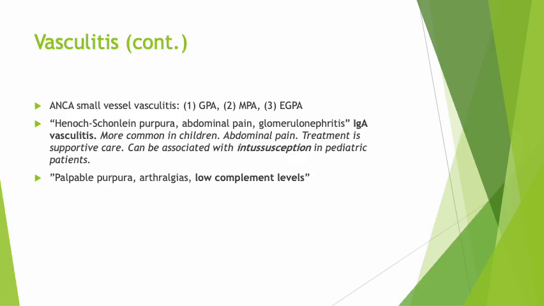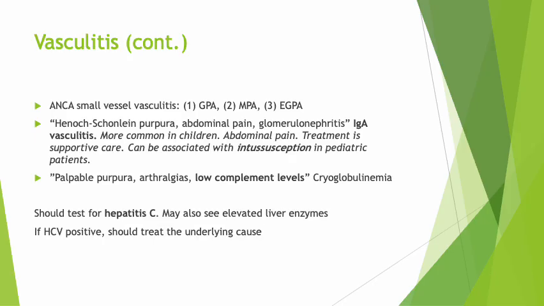What if you have someone who has palpable purpura, arthralgias, and low complement levels? Now this low complement level is going to be a big buzzword for you because with these ANCA vasculitis conditions, the complement level will be normal. So remember, if the ANCA is positive, think about these three conditions. If the ANCA is negative or the complement is low, think about things like cryoglobulinemia.